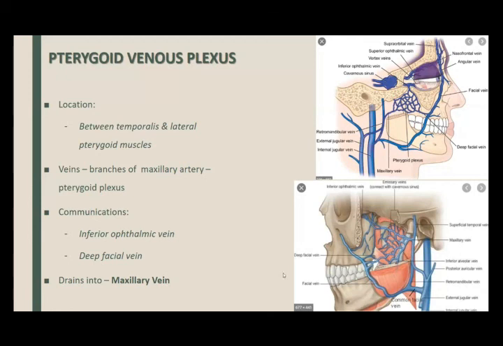अब इसमें बेटा, the veins that accompany the branches of the maxillary artery, they make up this plexus. Okay? So all these veins are running with the branches of the maxillary artery. और आपको पता है maxillary artery के तीन parts हैं. One before the lateral pterygoid, one on the surface of the lateral pterygoid, and one beyond the lateral pterygoid in the pterygopalatine fossa. ये तीन parts हैं.